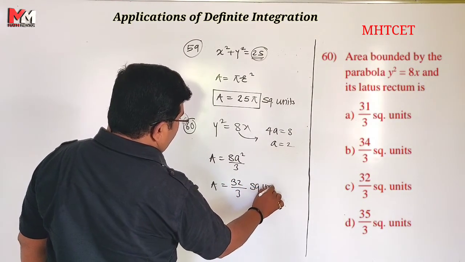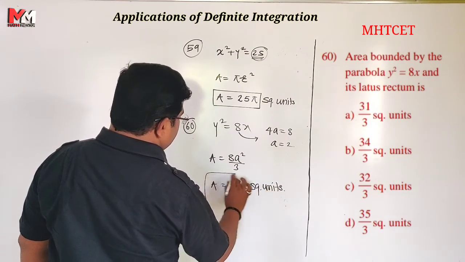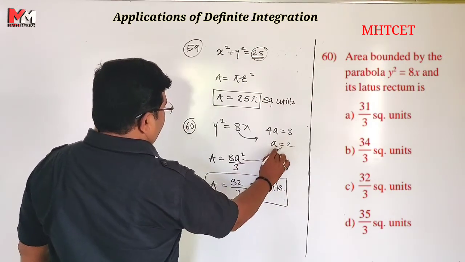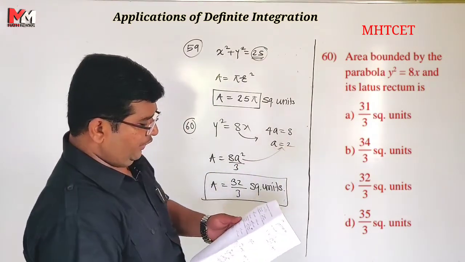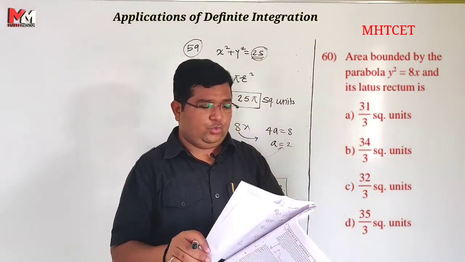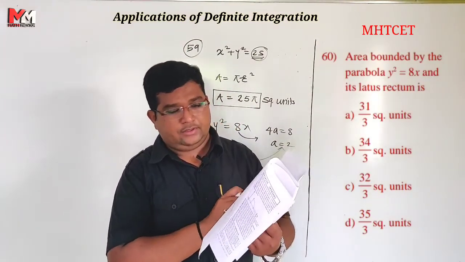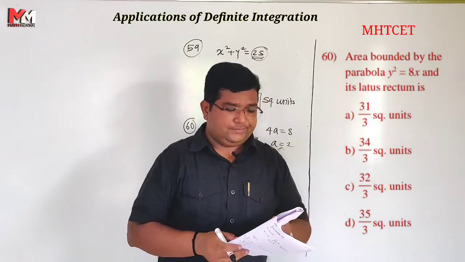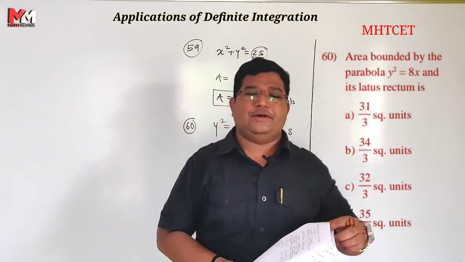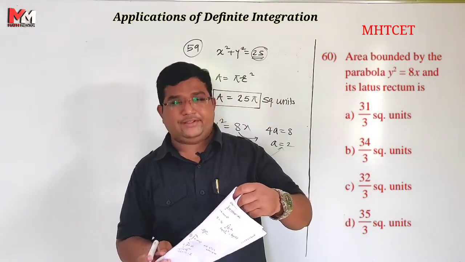square units. A square means 2 square is 4. 4 8s are 8 4s are 32. 32 by 3. So this is the answer of number 60. That is what 32 by 3 square units.